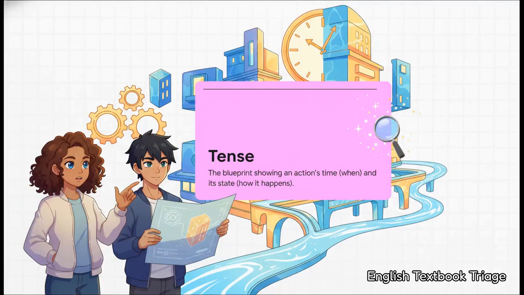And that's the crucial point right there. A tense isn't just about saying past, present, or future. Nope, that's only half the story. It also describes the state of the action. Was it a single event? Was it an ongoing thing? Or was it something that just finished? This is the core principle we're going to be using today.